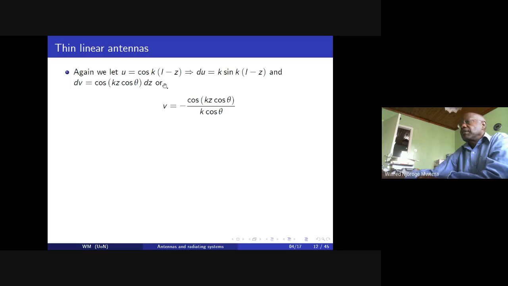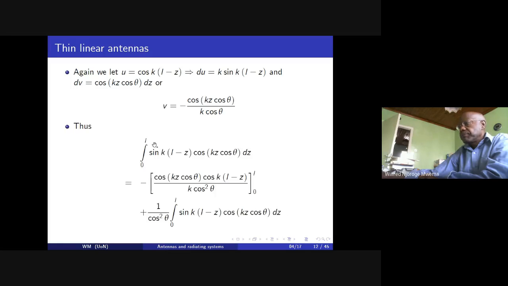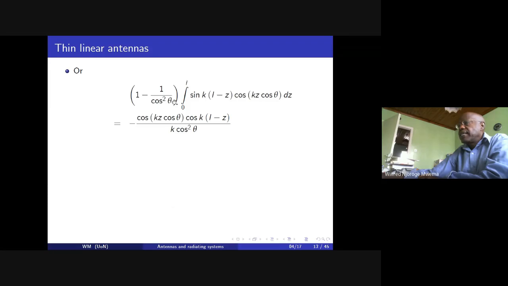And we now let u be given by cos k(L minus z), and du therefore gives us a value of k sine k(L minus z), and the dv equal to that. Or in other words, we can write that v given by the minus of cos(kz cos theta) over k cos theta. And thus, the integral that we had before will be given in that form. That is the first part, and the second part there. Or in other words, if you look at this integral here and that integral there, they are the same, only for the scaling factor 1 by cos squared theta, which we can take to the other side of the equation, and we get the following: 1 minus 1 over cos squared theta times the integral from 0 to L of that sine theta is equal to the minus of that. And therefore, all we need to do is to divide through and we get our integral of the function.